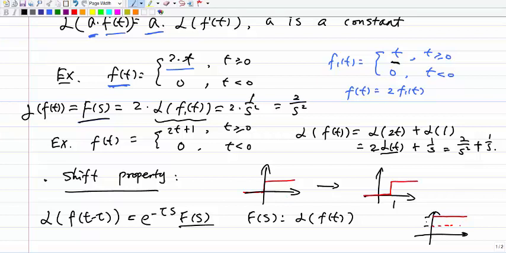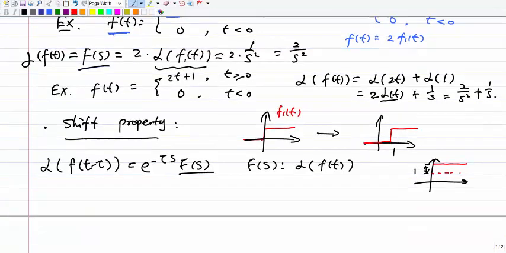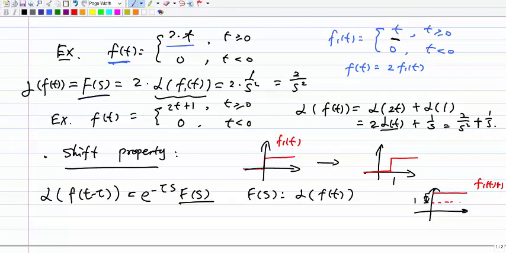Let's say the difference here is 1, and the function here is f1(t). Now this shift up gives f1(t) plus 1. So it's just a summation, and you can apply the linear property to solve it. But here I mean you shift the function to the right or left. This is different. So what's the relation between the original function and the shifted function?